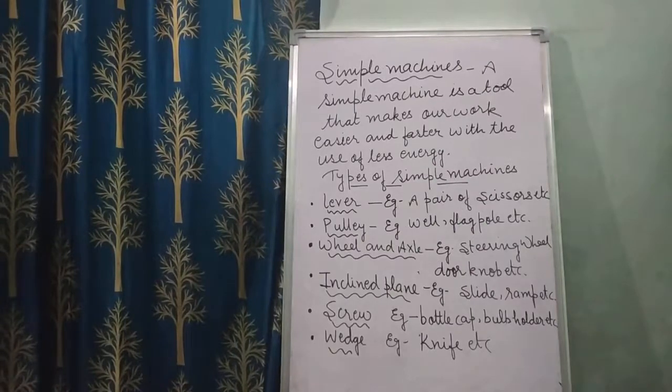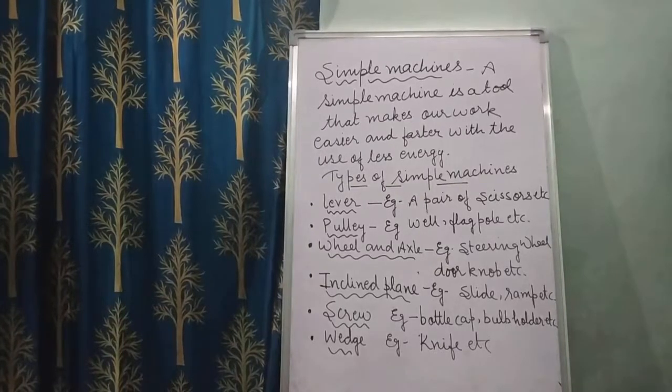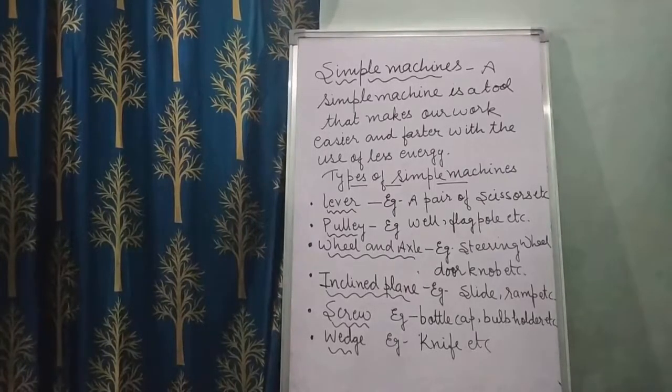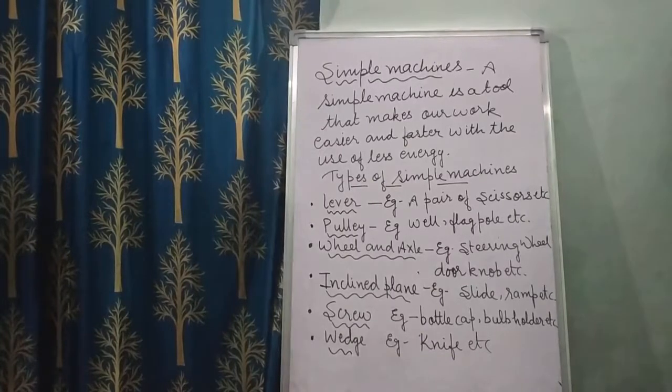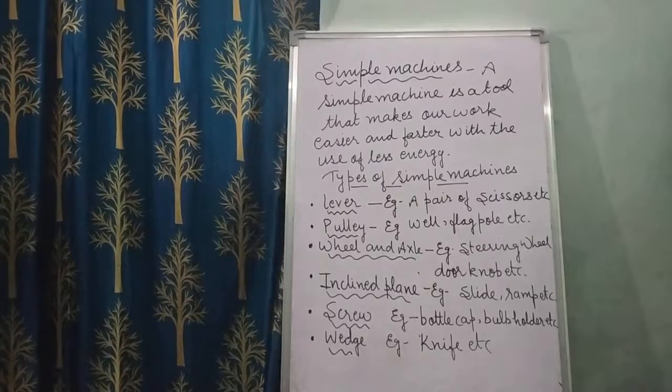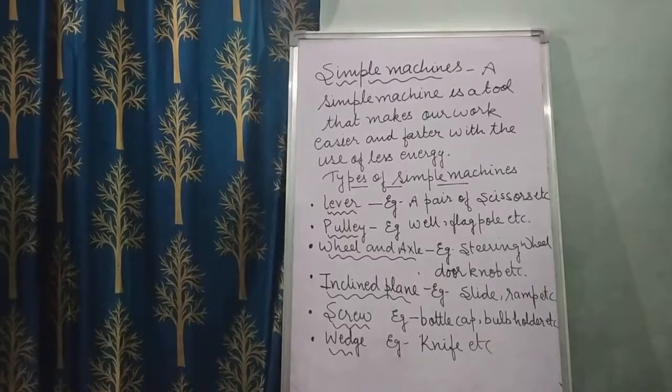Now children, what is a machine? When we're talking about machines, a machine makes our work easier and faster. When a task is difficult to do with the hands, at that time we use tools. That is called a machine. When any task is given to us and it is very difficult to do by hand, at that time we use tools called machines. A simple machine is a tool that makes our task easier and faster with the use of less force.